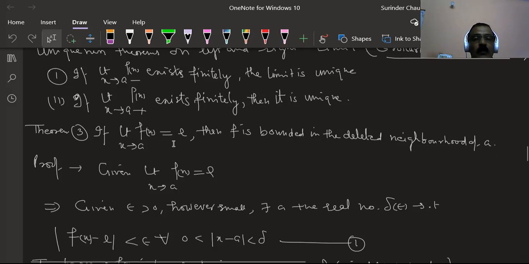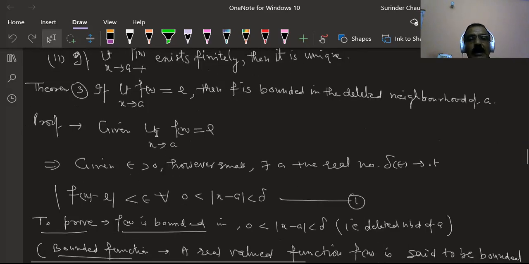What does the theorem say? It says if the limit of the function f(x) as x tends to a is equal to L, that is, it exists finitely, then f is bounded in the deleted neighborhood. Now what is given is that the limit of the function f(x) at a point exists and is equal to L. What does this imply by the definition? As x tends to a, f(x) is equal to L.